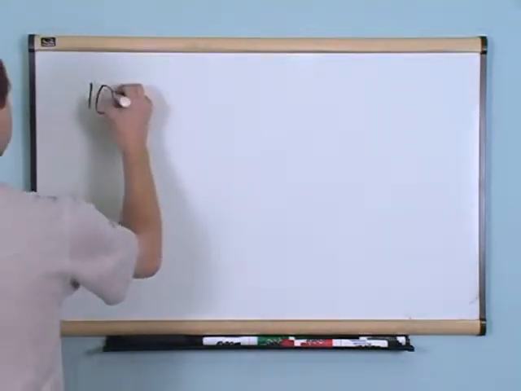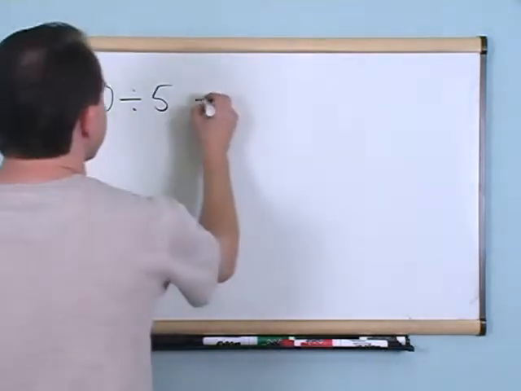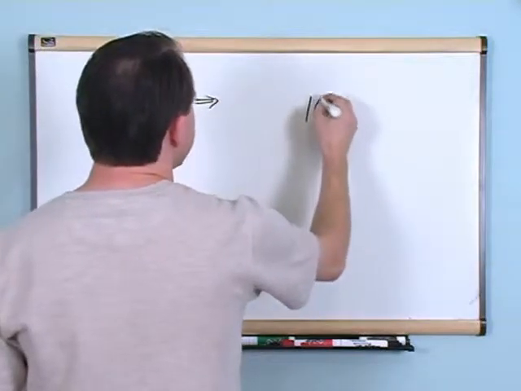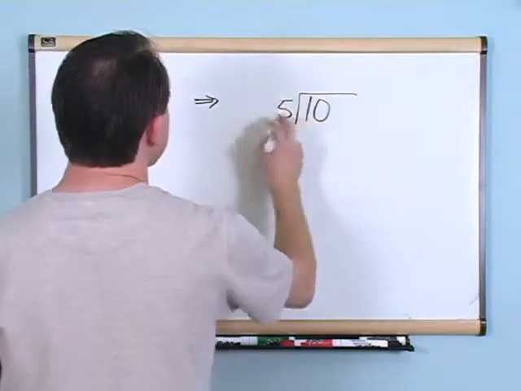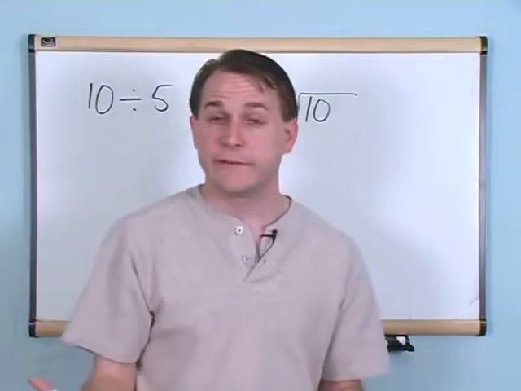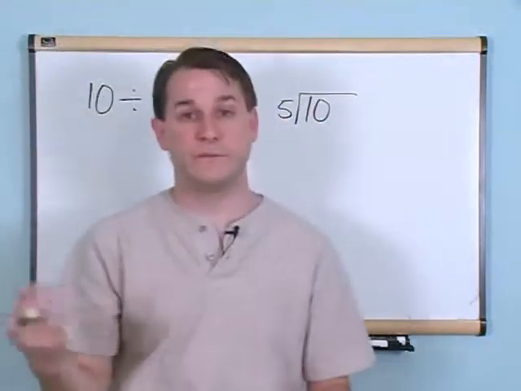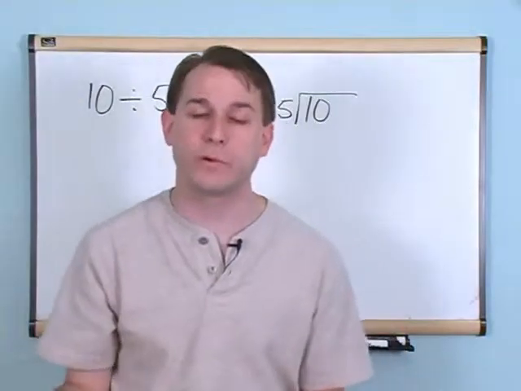10 divided by 5. Okay, what would that be? The first thing you do is rewrite the problem. You put 10 underneath the house and 5 on the outside because you're dividing by 5. The question is, 5 times what number will give you 10?